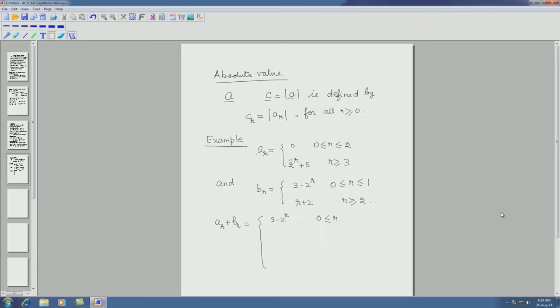This is when R is between 0 and 1. Now, when R is equal to 2, then A(R) is still 0, but B(R) is R plus 2, but R is equal to 2. So, we get 2 plus 2 which is equal to 4. For R greater than or equal to 3, the sum will be 2 to the power minus R plus R plus 7.